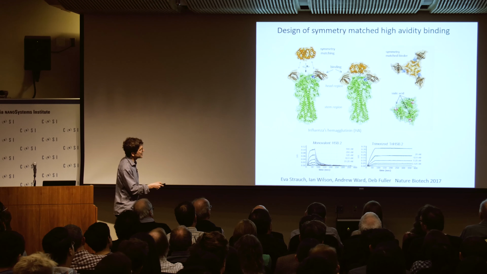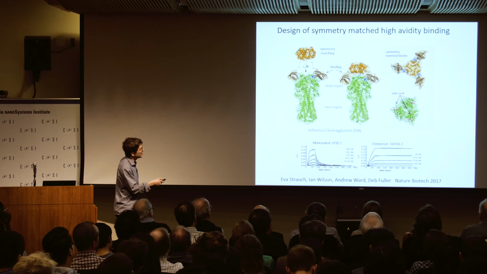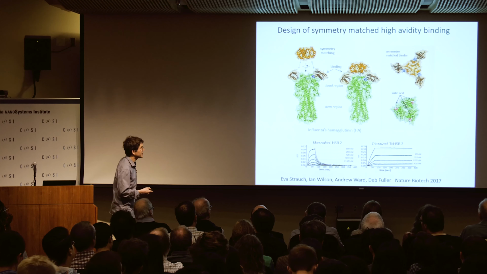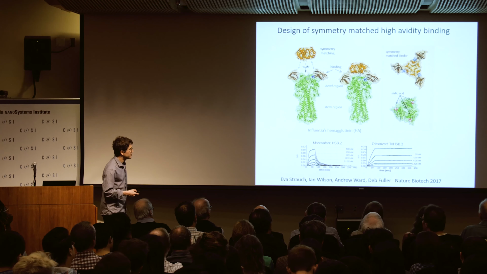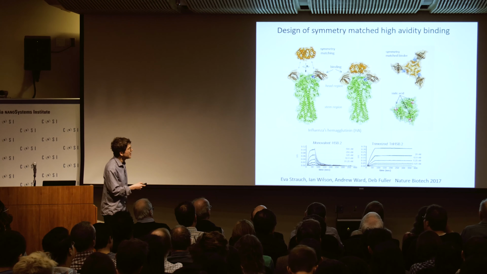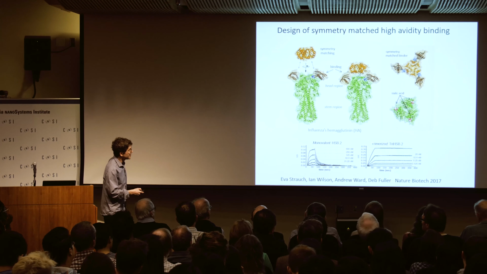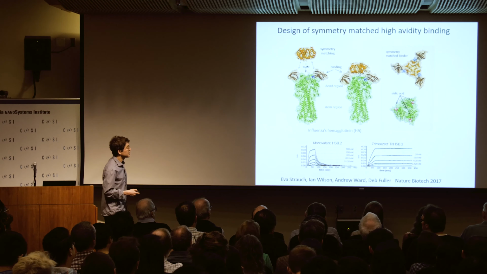So here are the sialic acid binding sites. Here's the region of her design that binds in the sialic acid binding site. And you can see the symmetry is perfect so that this can sit down in a trivalent way on top of the hemagglutinin. Since this protein is binding with threefold valency, it doesn't come off the virus. We call this flu glue.